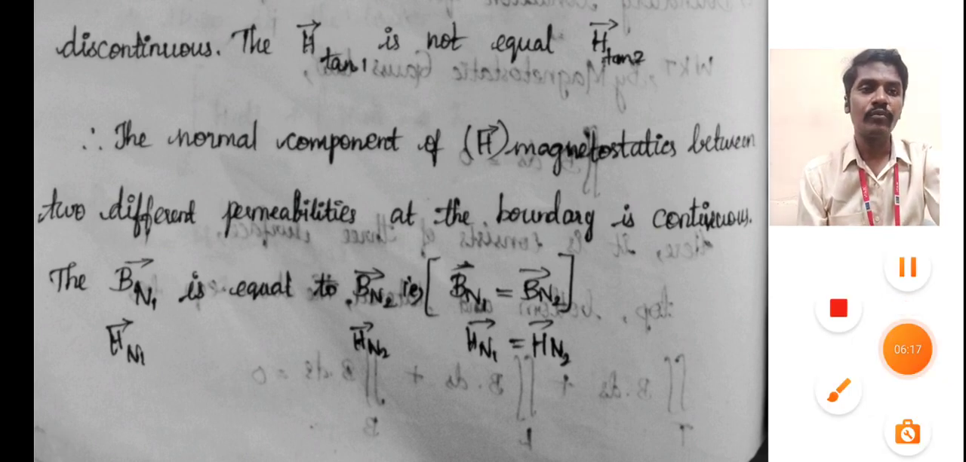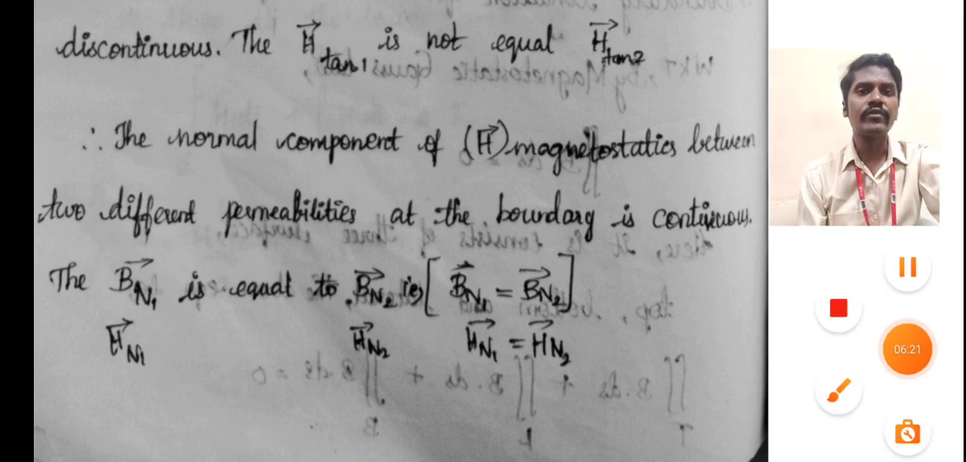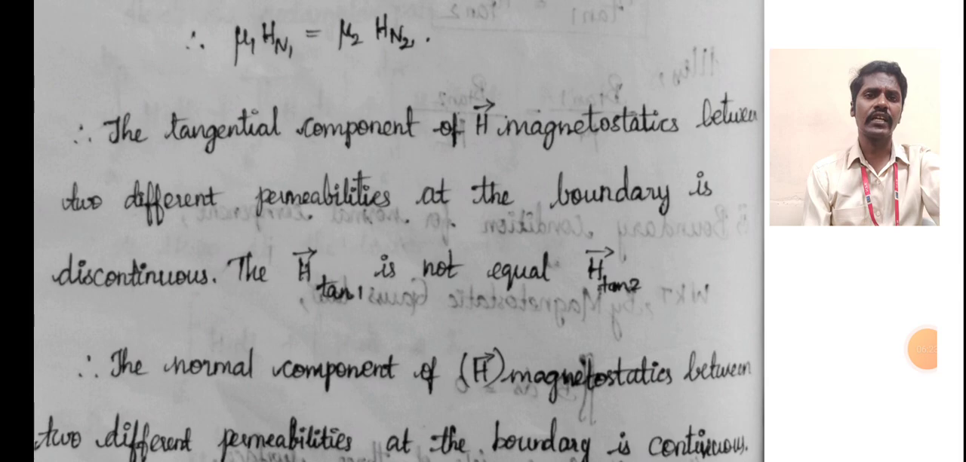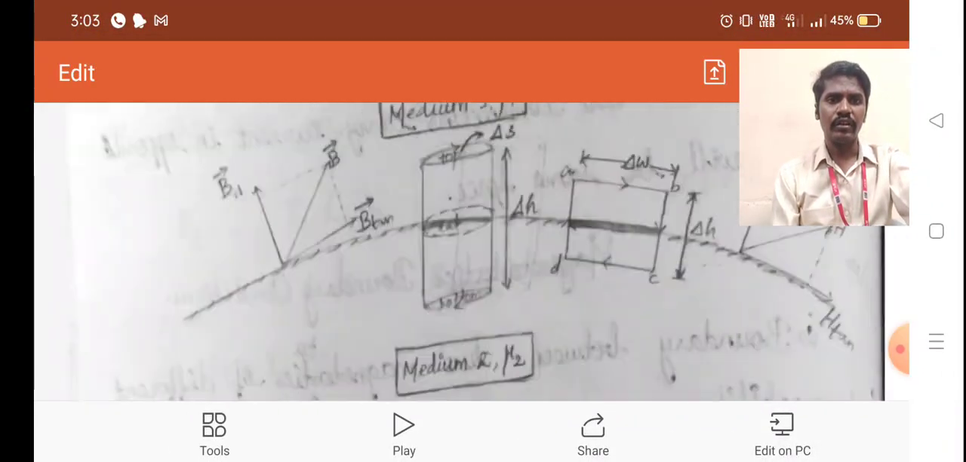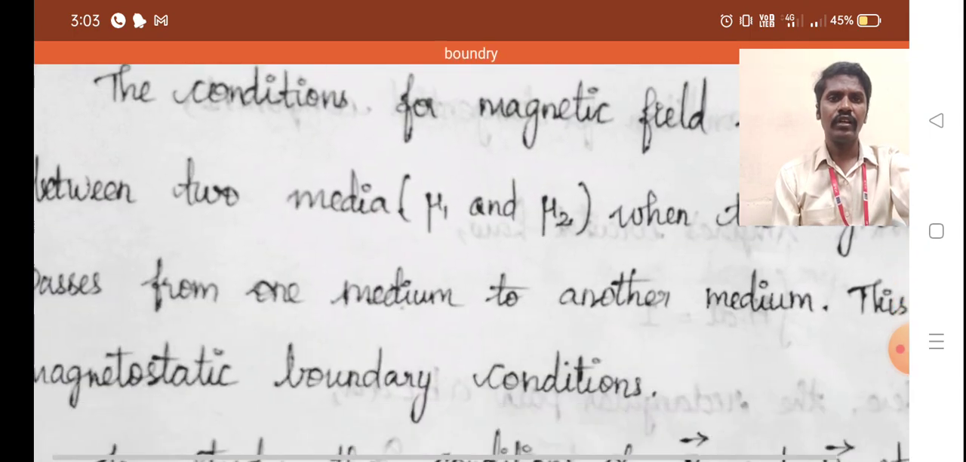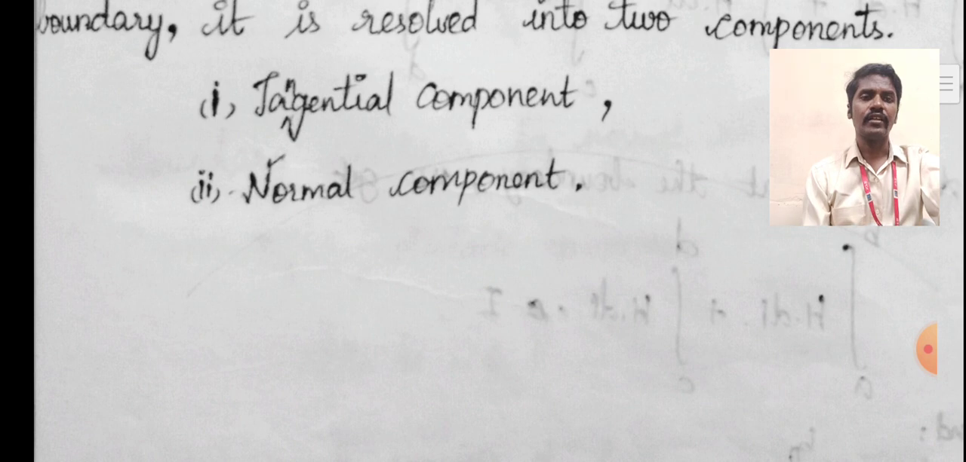This magnetostatic boundary condition plays a very important role, as discussed earlier. So first we are considering the magnetostatic case between two different dielectrics. Similarly, in electrostatics we also have electrostatic boundary conditions, which we discussed earlier. There, one case is between a conductor and free space, and the other case is between two perfect dielectrics.